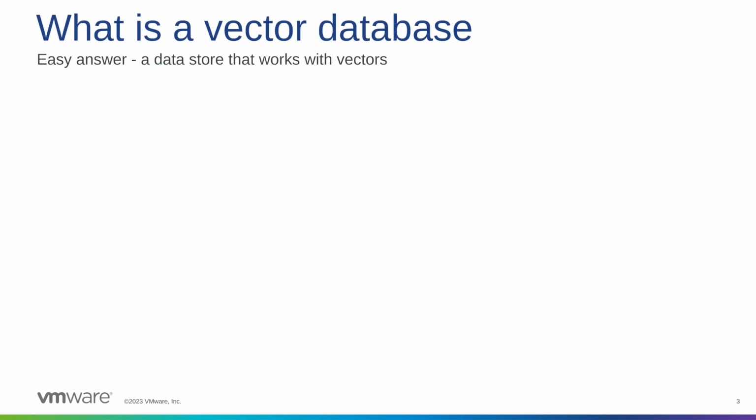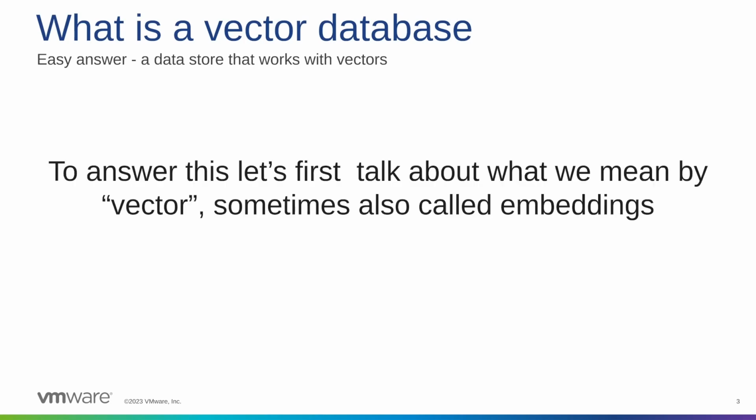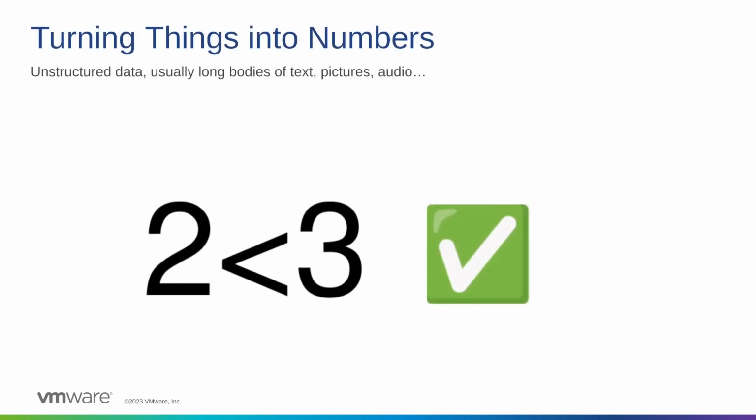The easy answer is a data store that works with vectors, but that's not very helpful. To answer this, let's first talk about what we mean by vector, sometimes also called embedding. If you have done some AI/ML work, you have probably heard about embeddings. If you haven't, don't worry, you'll learn about vectors, which are embeddings. Vectors are all about turning things into numbers. And what I mean by things usually is unstructured data, like a long body of text or an audio recording. You can also make vectors with numbers as well, but right now we're seeing it mostly around unstructured data.